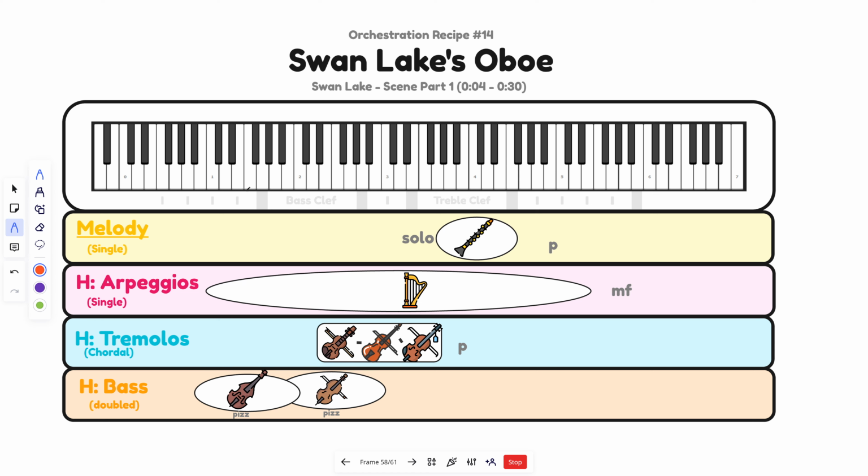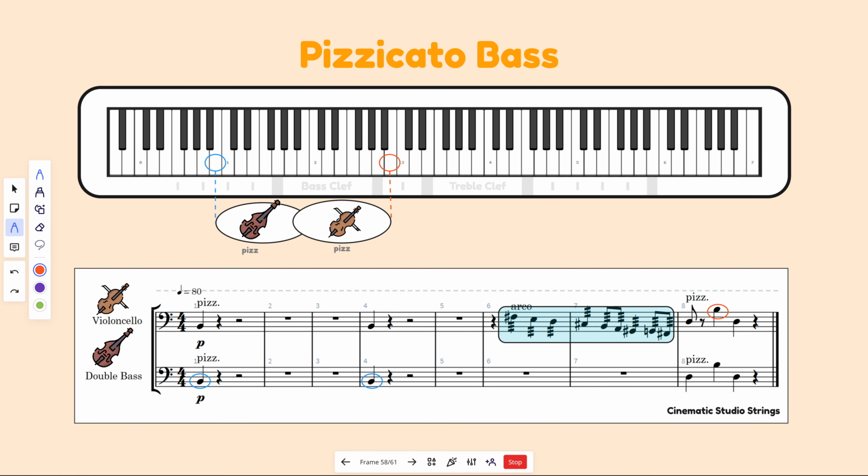Finally, to add some light grounding, add a layer of low string pizzicatos to the bottom of the texture, playing the bass line. Here, you'll see that the pizzicato bass line plays below the floor of the bass clef and spans up to about the roof of the bass clef.